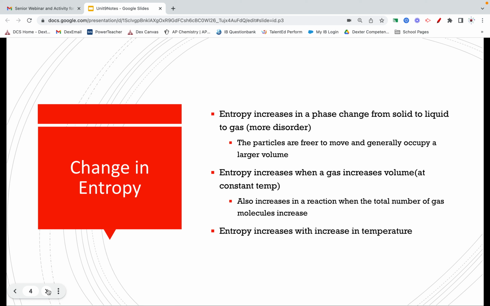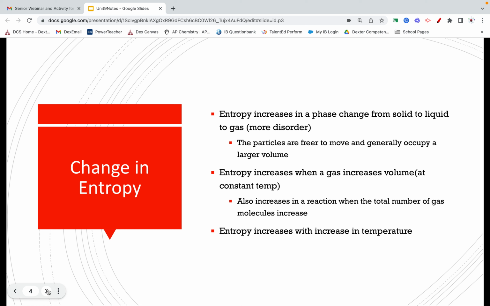Entropy increases in a phase change from solid to liquid to gas. This should make sense because a gas molecule, like hydrogen gas, has way more dispersal than a liquid hydrogen molecule that's going to be much tighter together. So they're more free to move. That's going to have a higher entropy. There's more to it than that, but that's outside the scope of our class.